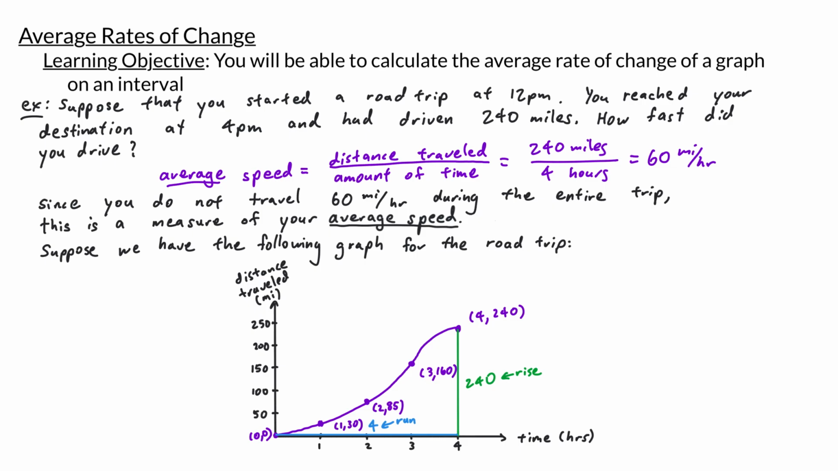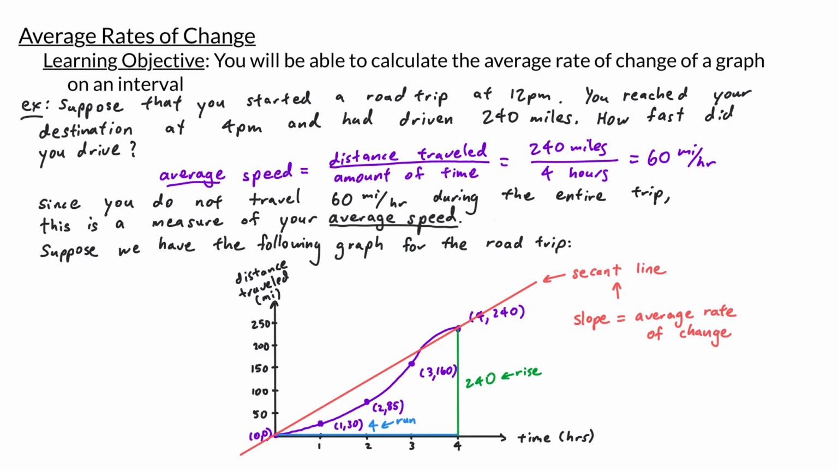But the question is, what line are we calculating the slope for? Well, it would have to be the line that goes through the point 0, 0 and 4, 240. So it would be this line here. This line that I've drawn here connecting our two endpoints is called a secant line. And what we see is that the slope of the secant line, which is 240 over 4, rise over run, is the same as the average speed or the average rate of change.